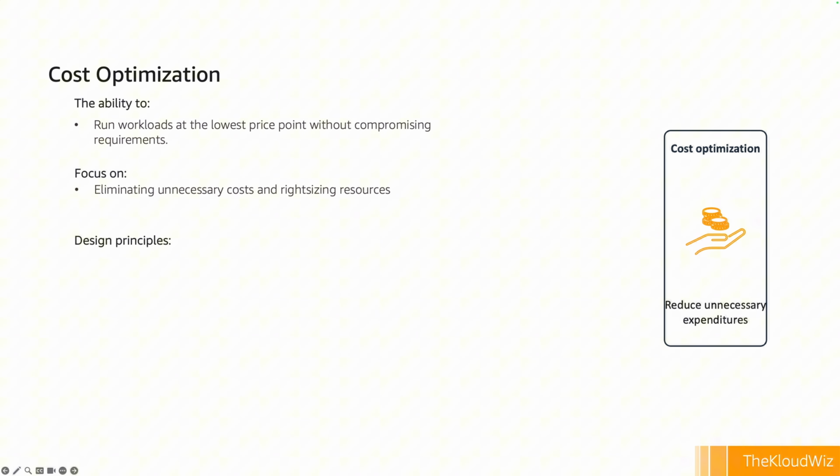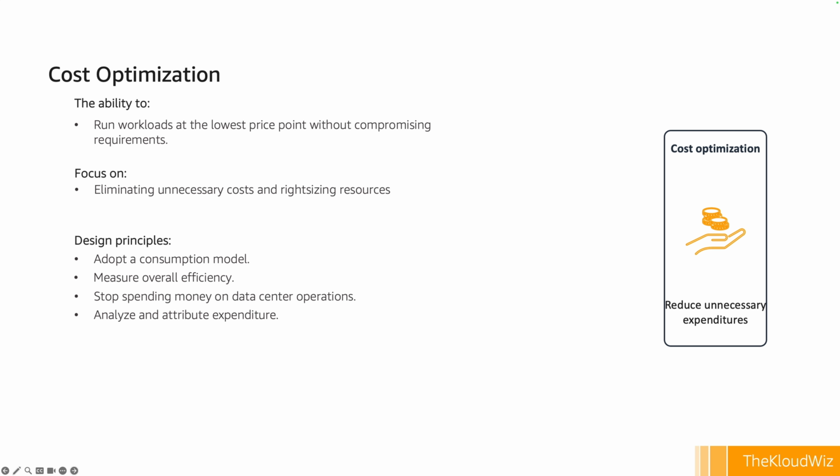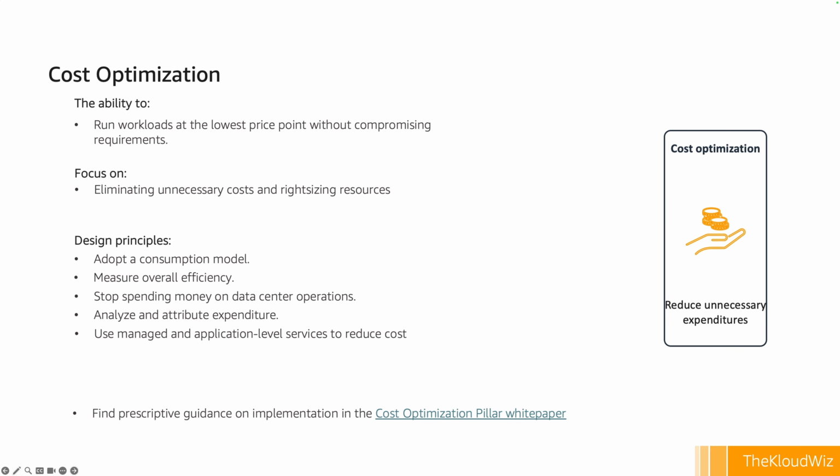And the design principles we are going to consider is one, adopting a consumption model, measuring your overall efficiency of your system, stop spending money on data center operations, analyzing and attributing expenditures, and then using managed and application level services to reduce cost. Now, cost optimization is mainly focusing on making sure that you don't spend on what you don't need. There is more on the white paper. You can also read more on that.